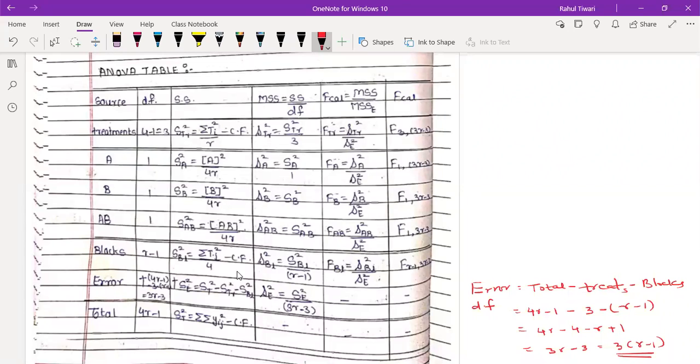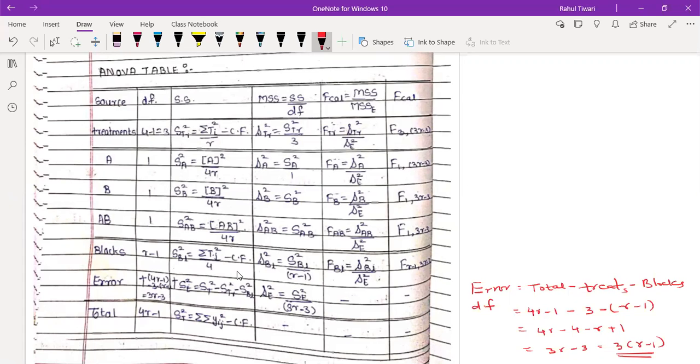Similarly, you have a sum of square for treatment A, sum of square for treatment B, or similarly for the interaction effect also. And to get the treatment effect, we have a general formula: Ti dot squared divided by r, minus the correction factor. And for the total, you already know.